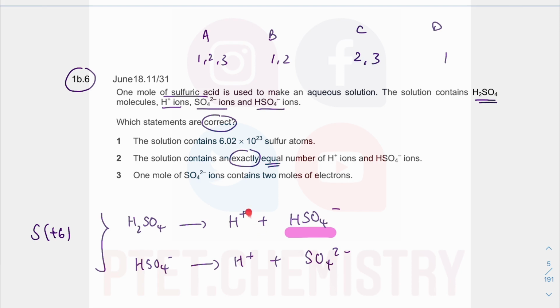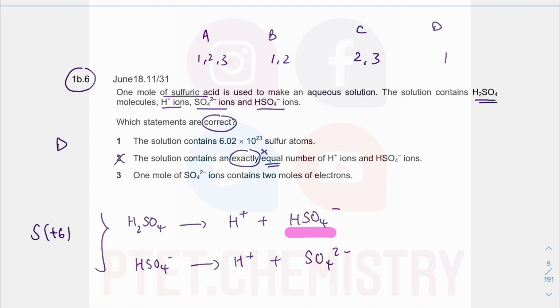Therefore, you will have more H plus, but you will have less HSO4 minus as you produce the sulfate. Therefore, you do not contain exactly equal numbers of H plus and HSO4 minus, because of the information told that you also get sulfate, which of course you know in sulfuric acid you definitely contain sulfate anion as well. Since 2 is incorrect, therefore the answer must be D, where it's only statement 1 that is correct.